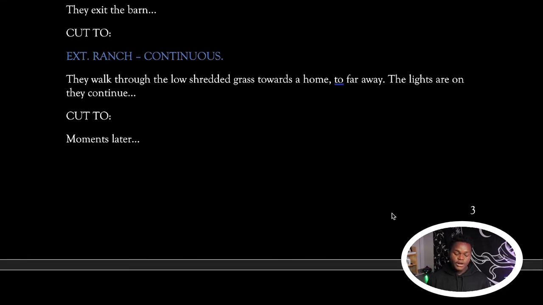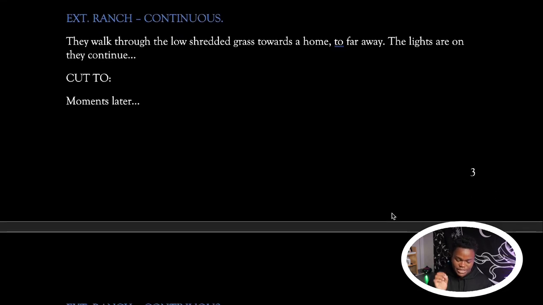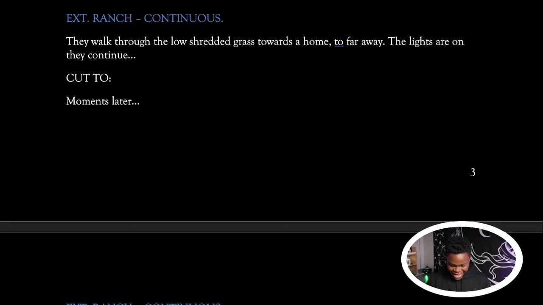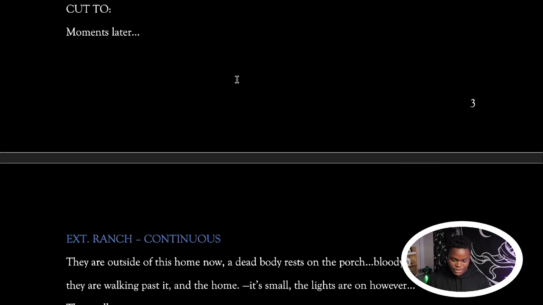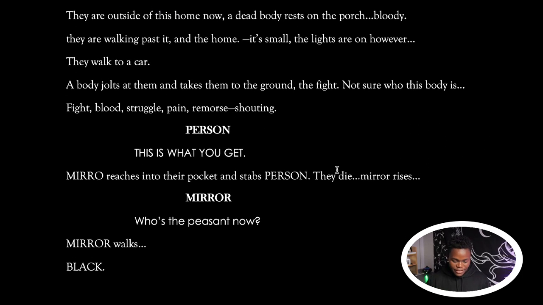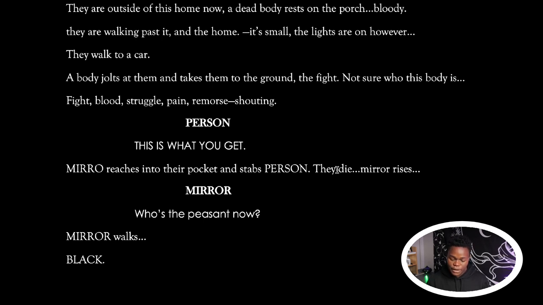They exit the barn and cut to exterior ranch continuous. They walk through the low shredded grass towards a home, not too far away. The lights are on, they continue. Cut to moments later, exterior ranch continuous. They are outside of this home now. A dead body rests on the porch, bloody. They are walking past it and the home. It's small, the lights are on. However, they walk to a car.